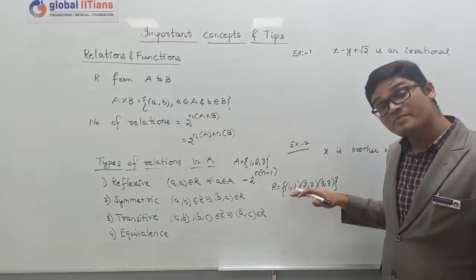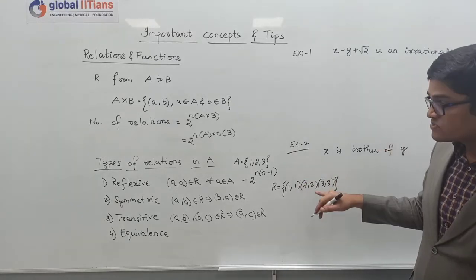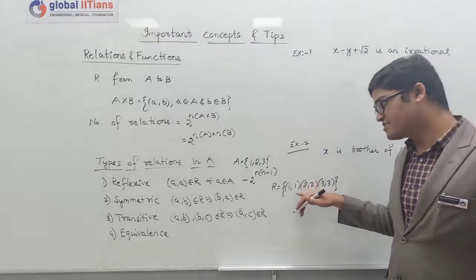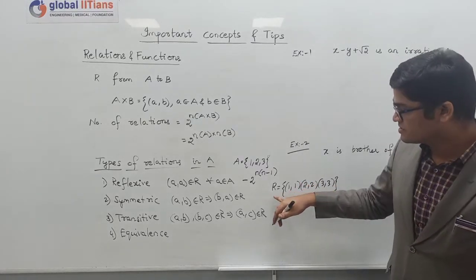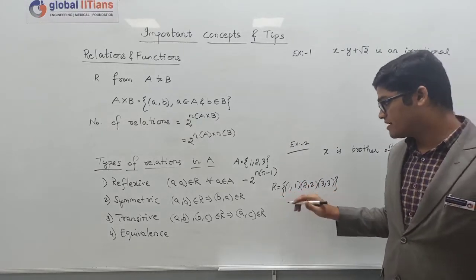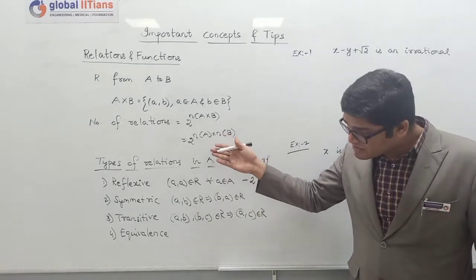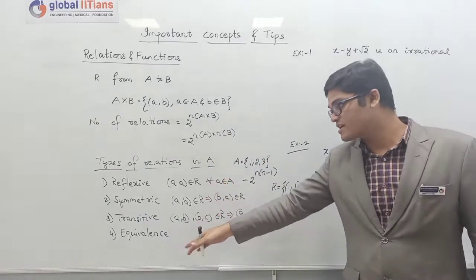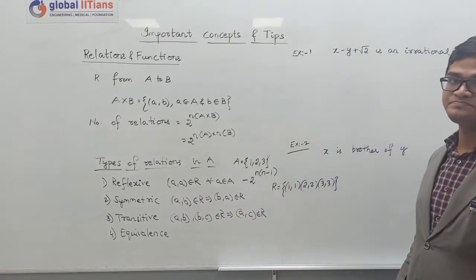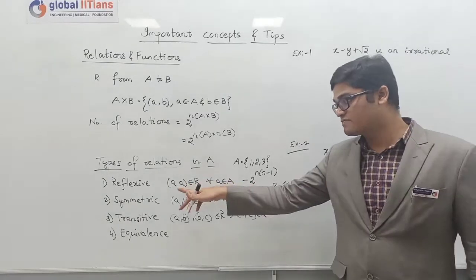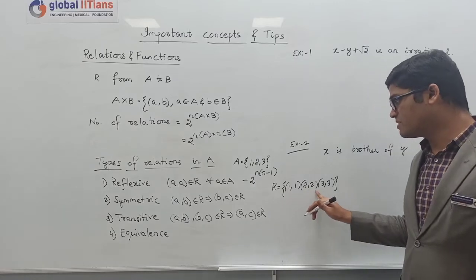So this is symmetric also. The last one, is it transitive? Yes, it is transitive also. So this is one example where it is reflexive, symmetric and transitive. If it is satisfying all these three properties, we call it an equivalence relation. Okay students, the main thing you should remember is that only for reflexive, all the elements should be defined.